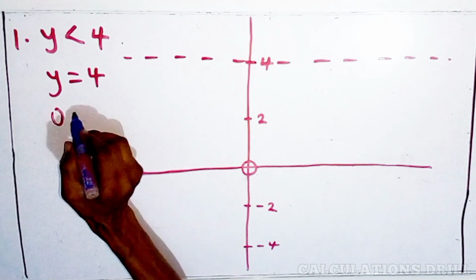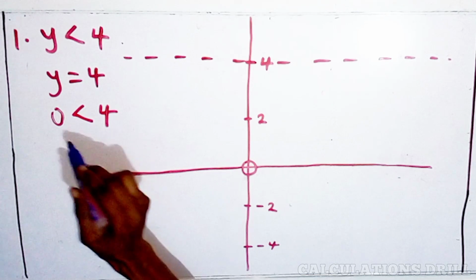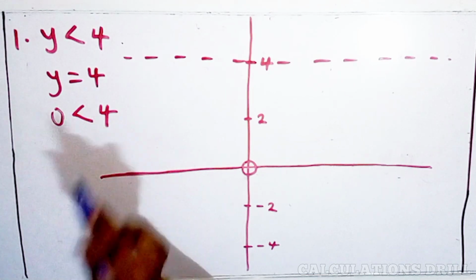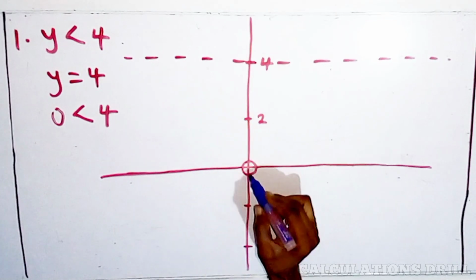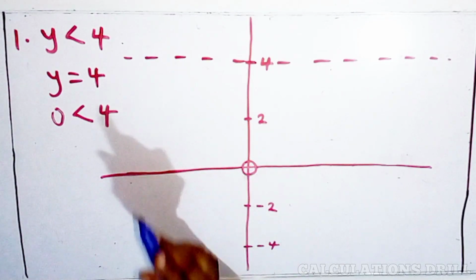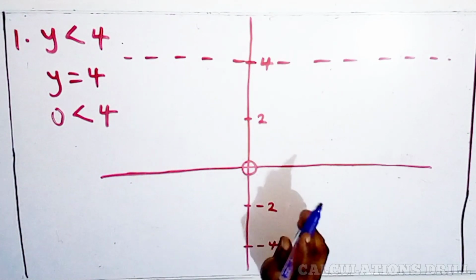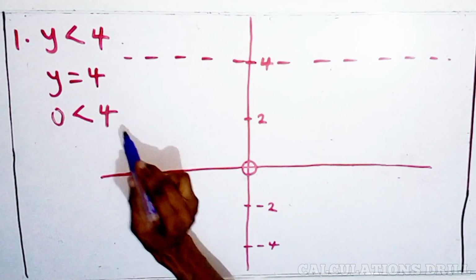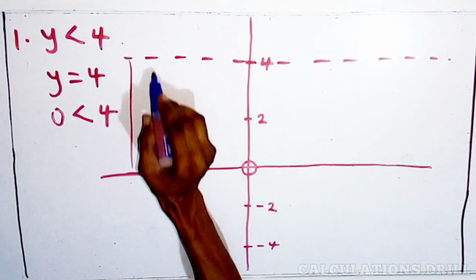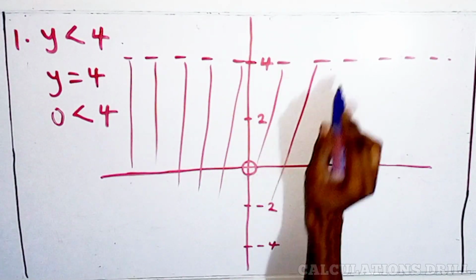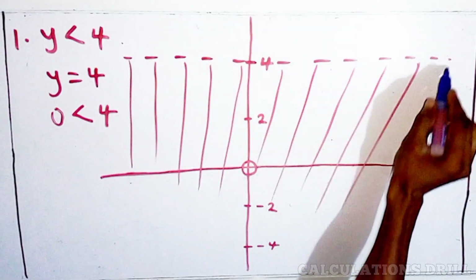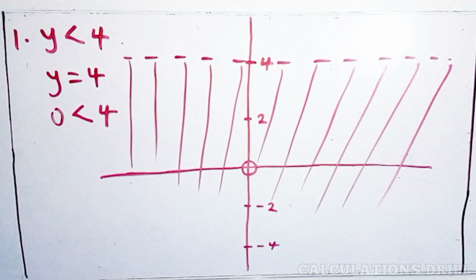Now, knowing where to shade, we're going to use the 0 test. Anywhere you see y, you put 0. So 0 < 4. Is it true or false? If it is true, the origin will be included in the shading. But if it is not true, the origin will not be included. As you can see, 0 is less than 4. That's why we are shading down to include the origin.